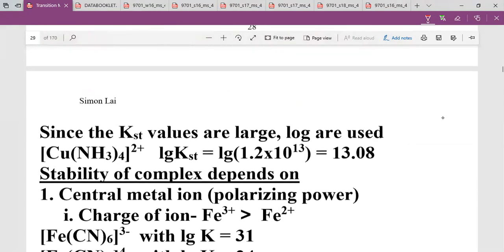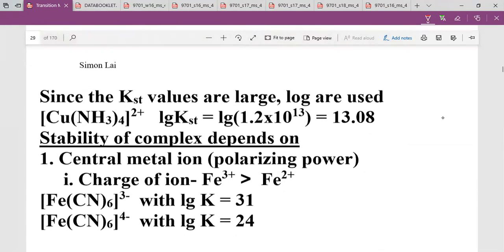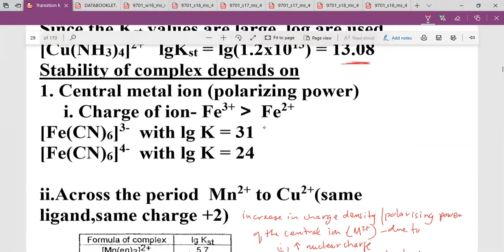Now, stability constants are normally very large, so the log is being used. So log Kst, instead of writing the full number, you put 13.8. So this is a better way to explain. So what does the stability constant depend on? It depends on the central metal ion, on its polarizing power. They will pull the ligand stronger.